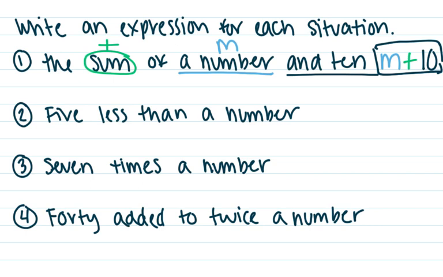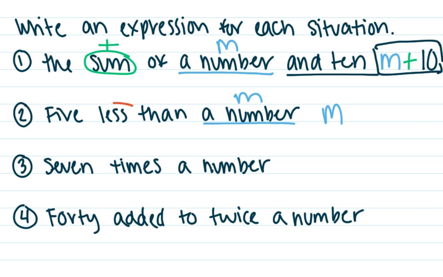5 less than a number. Again, that number right there is my unknown amount. It is my variable. And it says I have 5 less than that. So that means that I have my amount, M, which I don't know. It could be 100. It could be 1 for all I know. I have my unknown amount, M, and I have 5 less than that.